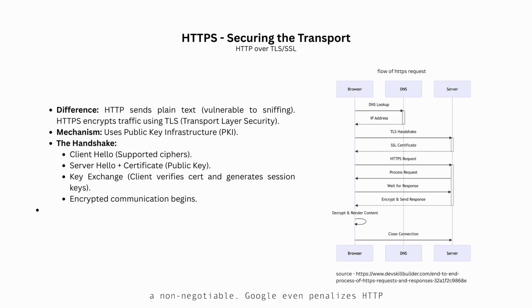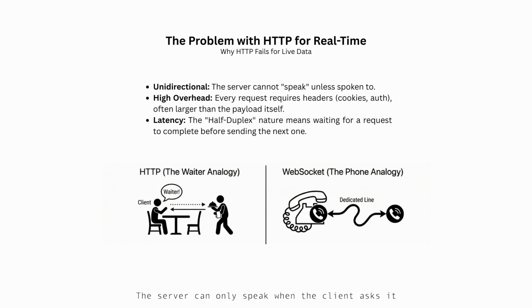Google even penalizes HTTP sites in search rankings now. HTTP is unidirectional. The server can only speak when the client asks it to. It's like a waiter who only comes to your table when you yell, "Waiter." If the kitchen has a fire, they can't warn you unless you happen to call them over.